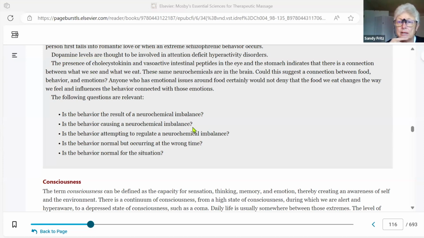And it is an area that massage therapy can interface with, because when we massage the torso, we support the mechanics of breathing, the bellows system of breathing. But then we also calm down. We help the person calm down. So that's an example of normal, but at the wrong time.